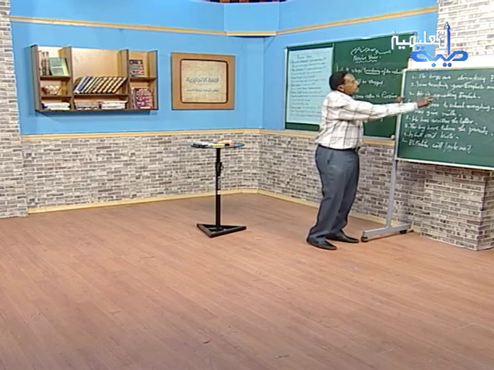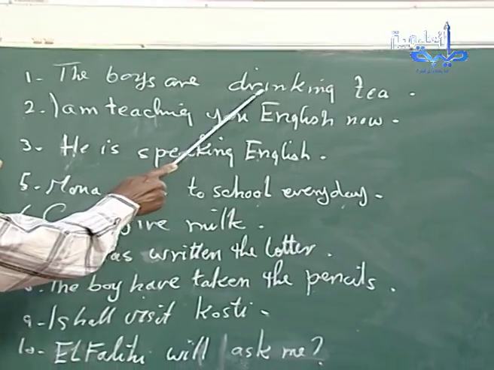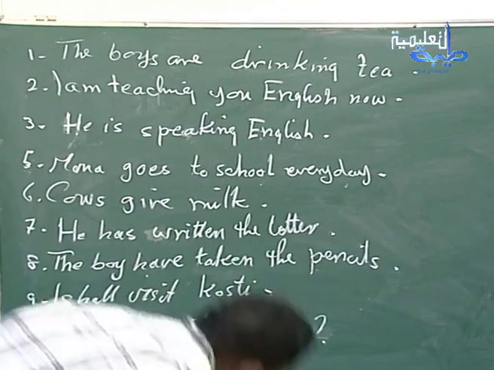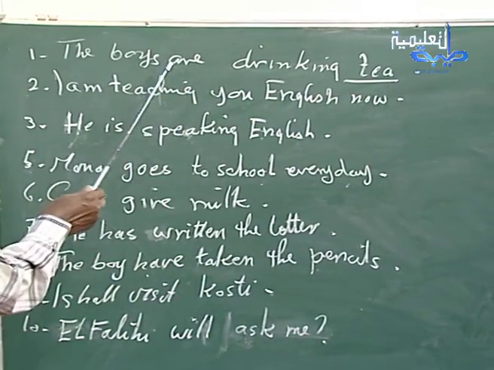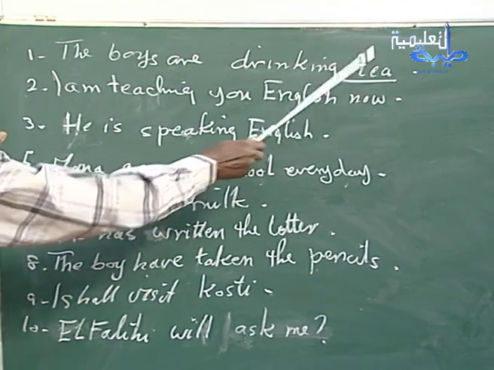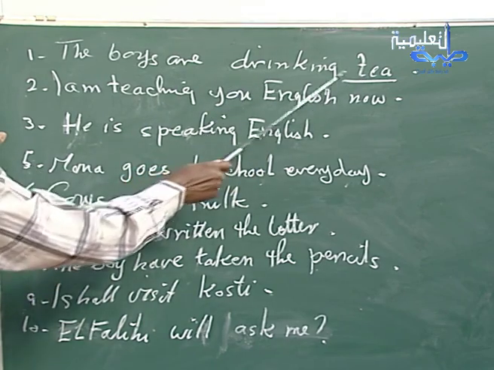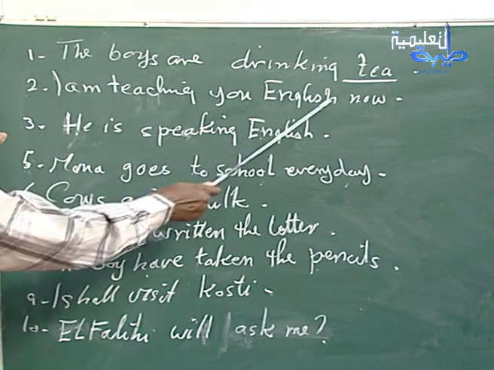Okay? Look here with me. I want you to change this to the passive. The boys are drinking tea. The object here is tea. Sorry. The object is tea. I'm going to say this is present simple. We say tea, because this is singular, is drunk. Tea is drunk.